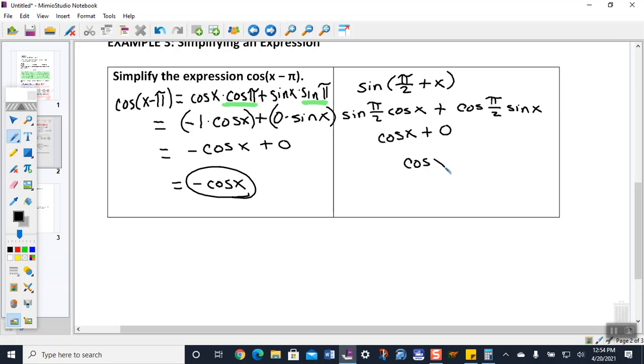Cosine x. Okay, now if you remember, do you guys remember the cofunction identities that we had from the previous section? There was a section in there that said the sine. Remember what I said to look for? If you see a pi over 2, that might be an identity. Turns out sine of pi over 2 plus x on your identity chart from the last section was cosine of x. So we could have found it this way now too.